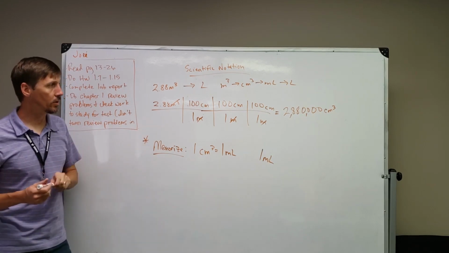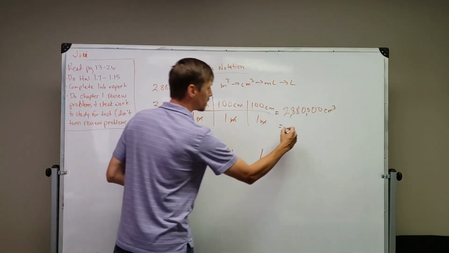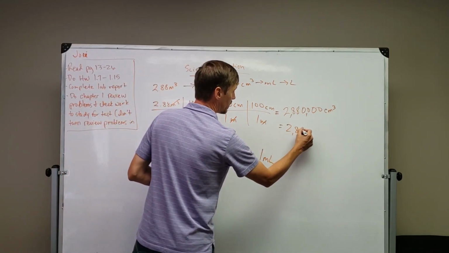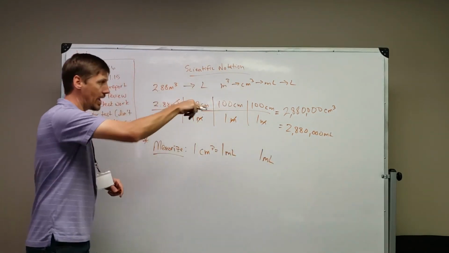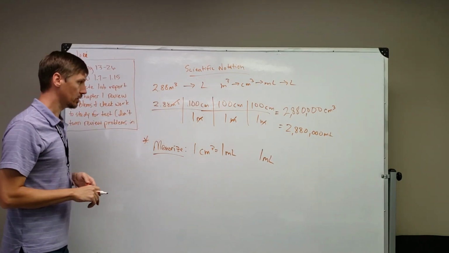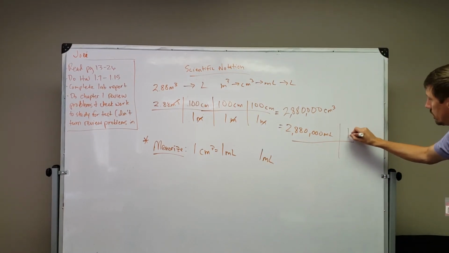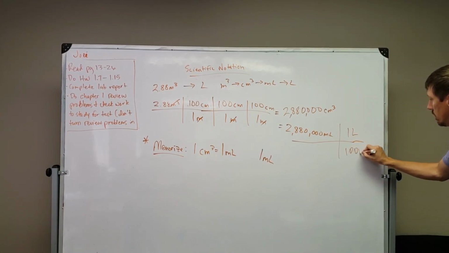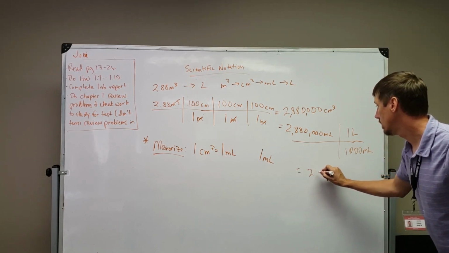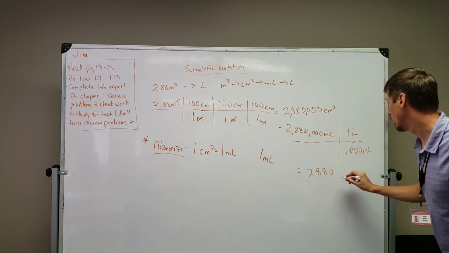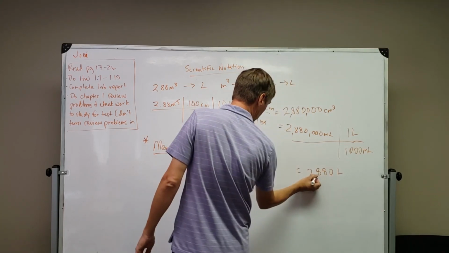Now I know that I can rewrite that answer in milliliters, because 1 centimeter cubed equals 1 milliliter. So this is the same as 2,880,000 milliliters. That's the number that I need to finally convert to liters. The way I would do that is 1 liter equals 1,000 milliliters, and so our final answer is going to be 2,880 liters. That's a comma, not a period.